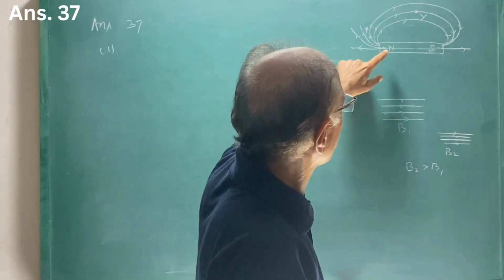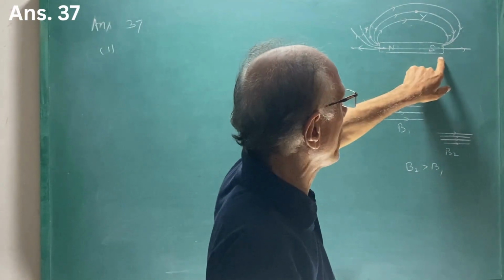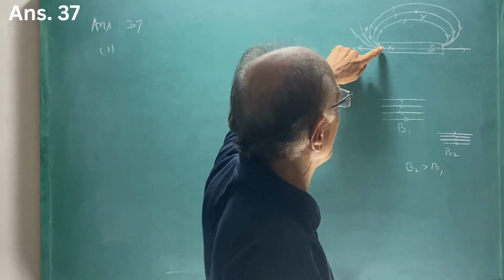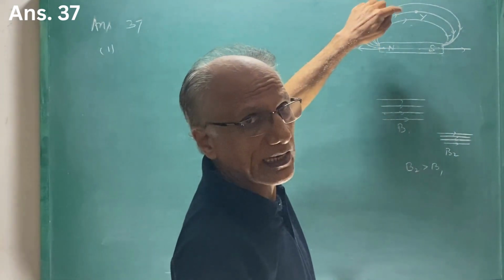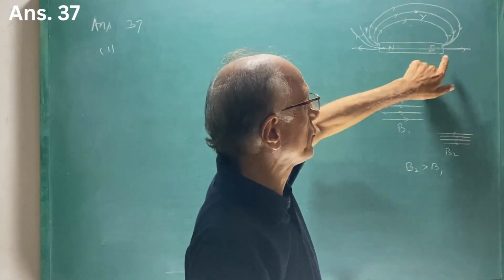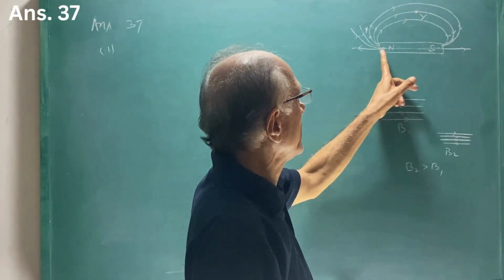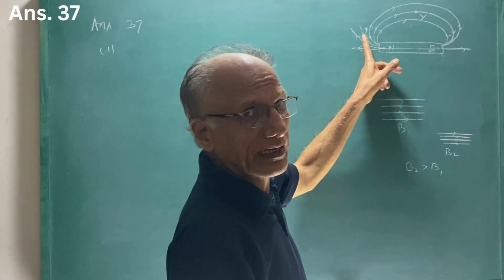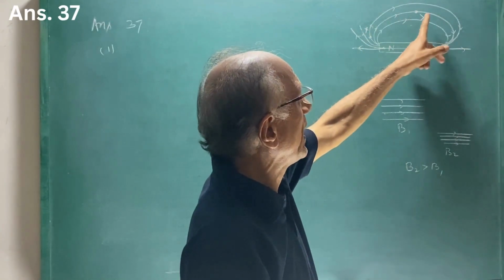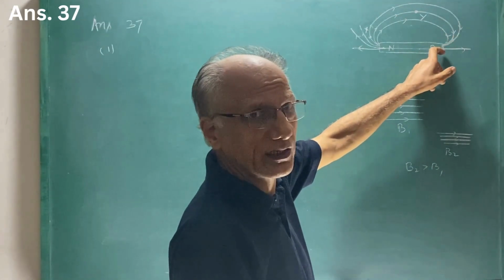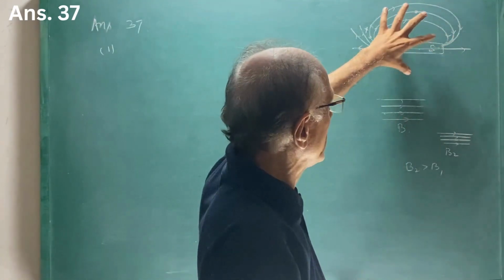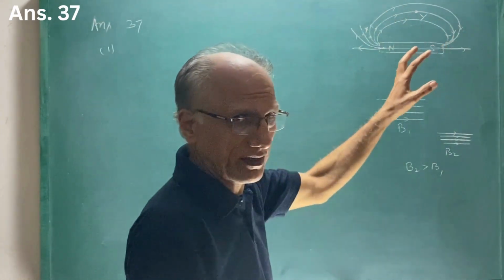So here it is the north pole and it is the south pole, so magnetic lines of force originate from the north pole and merge into the south pole. Therefore, here the direction of the magnetic line of force should be this way, and then it should be towards the south. So this will be the answer of the second part.